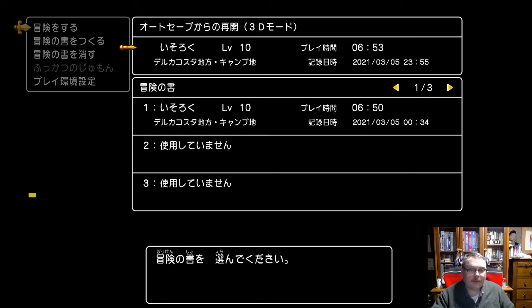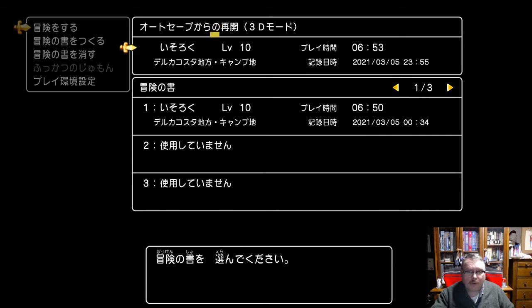All right. So then what do we got here? Let's break this down. Let's keep the marker small though. So Isoroku is level 10. And okay, first of all, up here, Otose bukara no saikai, 3D mode. So 3D mode. This is the sample version, so I can't play it in 2D. So it's in 3D. Auto save, I think you can understand what that means. And then saikai means to restart.